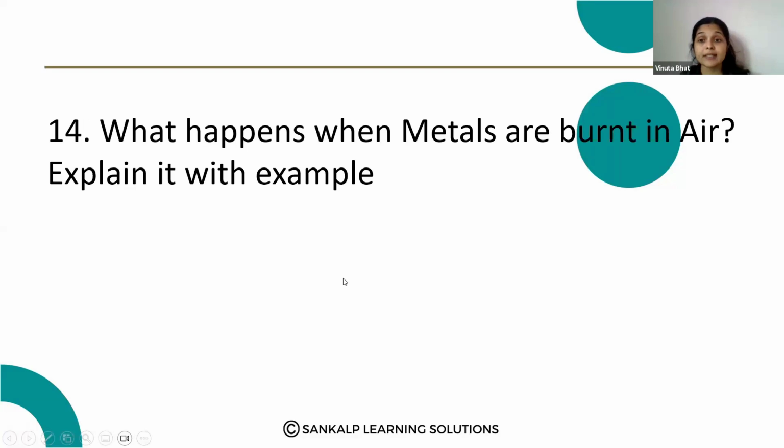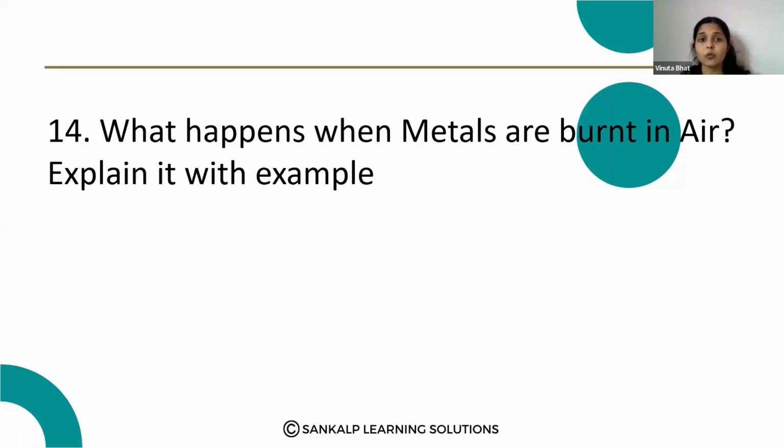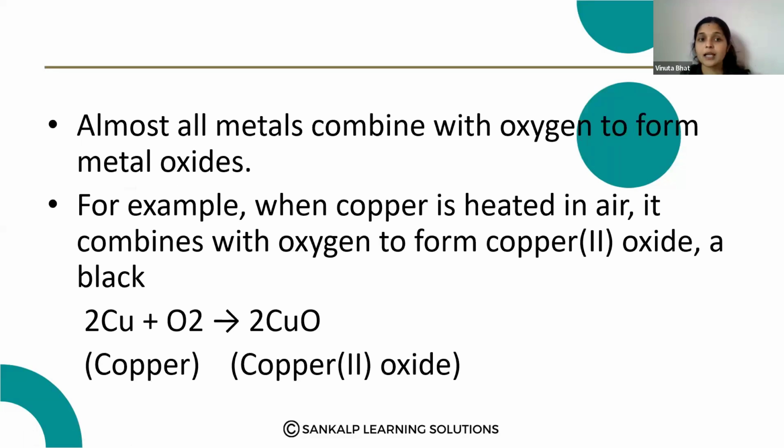What happens when metals are burnt in air? Explain with examples. Almost all the metals combine with oxygen to form the metal oxide. No need to write all the examples. You can take a few examples and write. So here I have provided many examples.